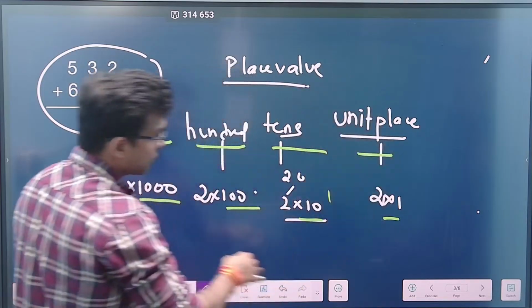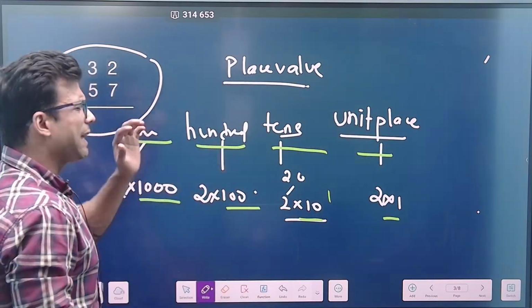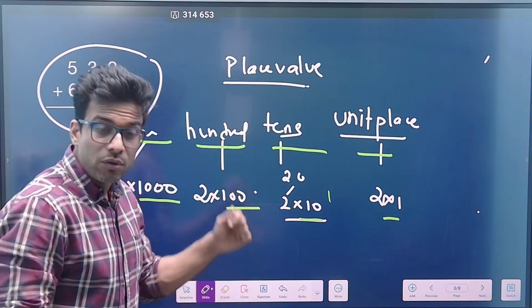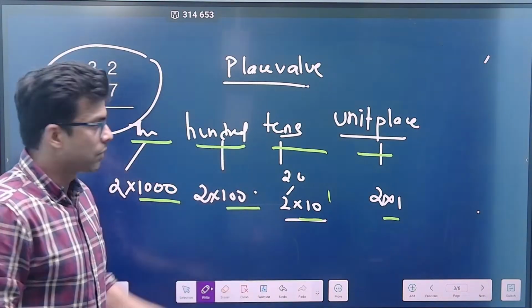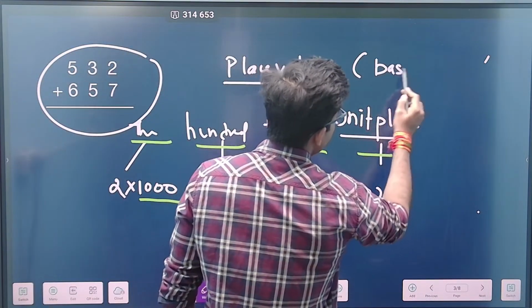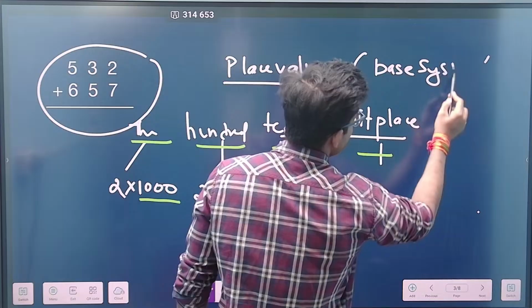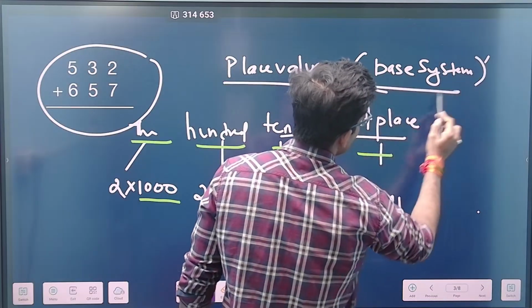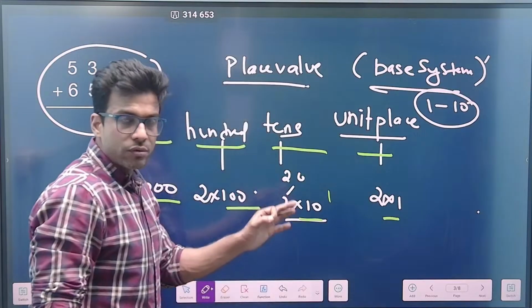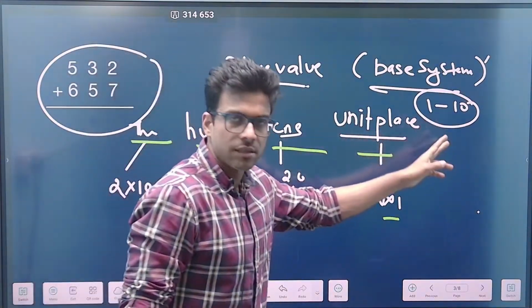I will use this structure while solving any of the additions, like the one I will be solving right now, and you will see one by one what I do. Now this is called the base system. The base system is when I use a number from 1 to 10. That is called a base system, correct?